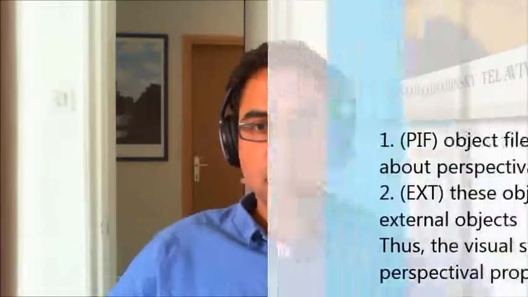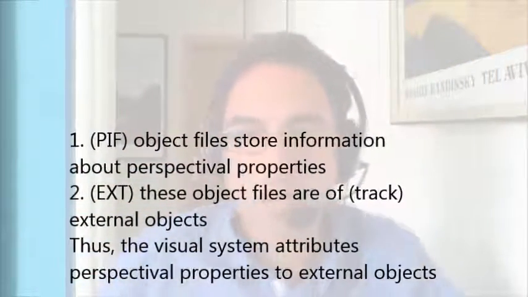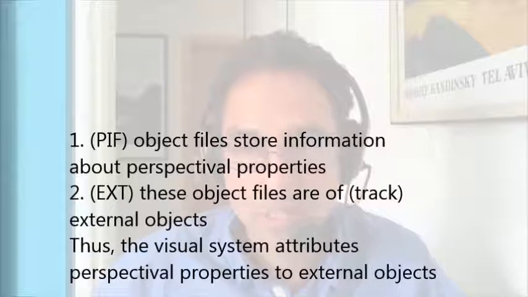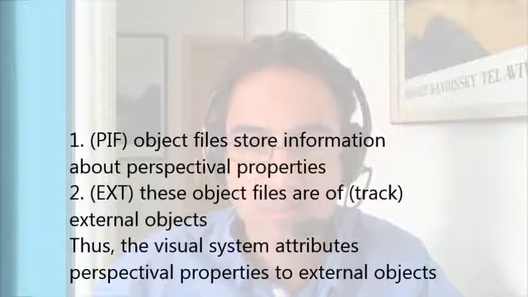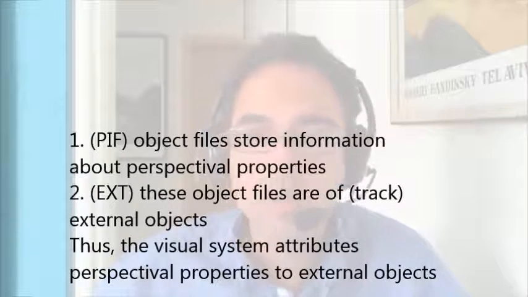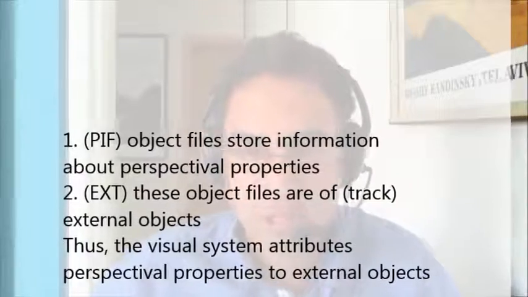Okay, so my suggestion is to use the object file framework developed by Kahneman, Treisman, and Gibbs to test whether RPV or RET are correct. The basic idea of the object file framework is that the visual system tracks objects that we see and places information about them in corresponding object files. So now we can formulate the following argument. If object files contain information about perspectival properties, I call this premise PAF, and if object files track or are of external objects, I call this premise EXT, then the visual system attributes perspectival properties to external objects.